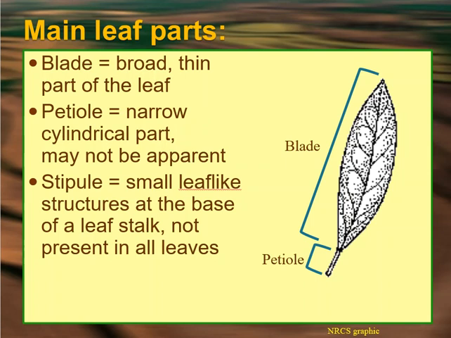And you might not always be able to see the petiole in plants. So like in grasses, you don't. Sometimes you do once grass gets really big, but if you keep your grass mowed and cut, you don't necessarily see the petiole. And then the stipule is the small leaf-like structures at the base of the leaf stalk, and it's not present in all leaves, okay?